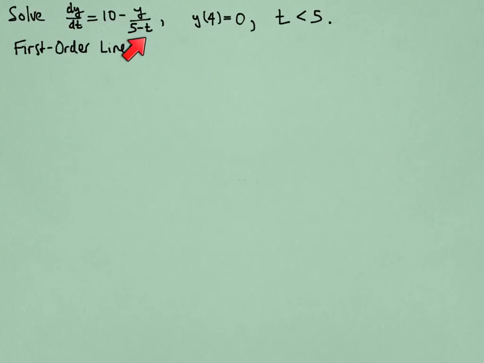Notice that t cannot be equal to 5. And as a consequence of that, we're only going to be able to solve on a particular interval. Either t should be less than 5 or t should be bigger than 5. And we'll choose to work when t is less than 5 because our initial value is t equal to 4.